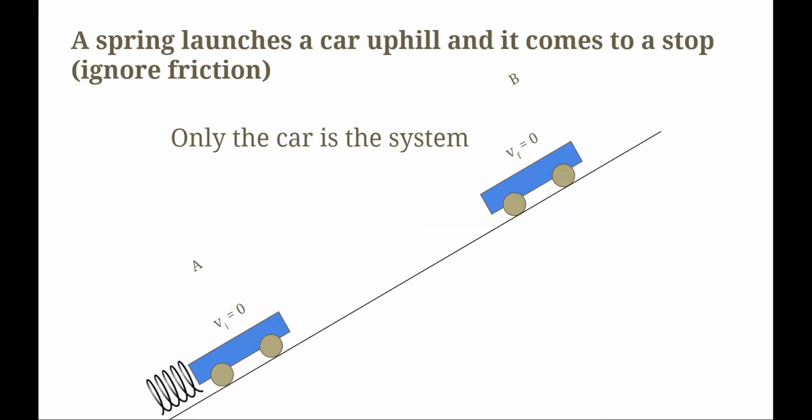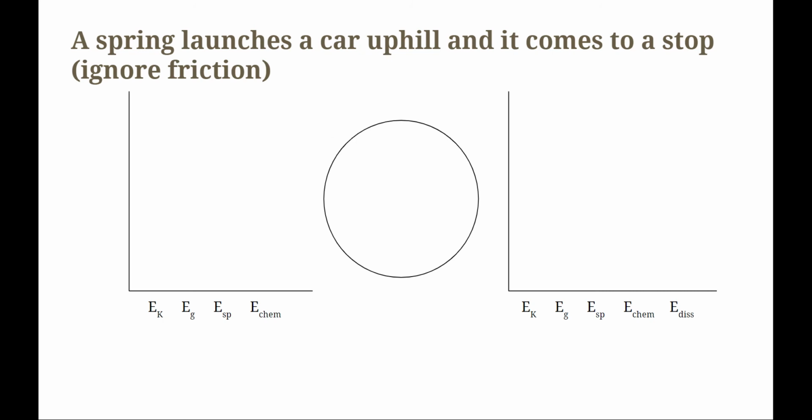This time, we are going to look at it, but the car comes to a stop. So same starting, we have the spring coiled up, the car's not moving at the bottom of the hill. This time, the car is all the way at the top of the hill. It went so high that it stopped. So we are going to update our LOL diagram. Again, pause the video here, try and draw it for yourself.